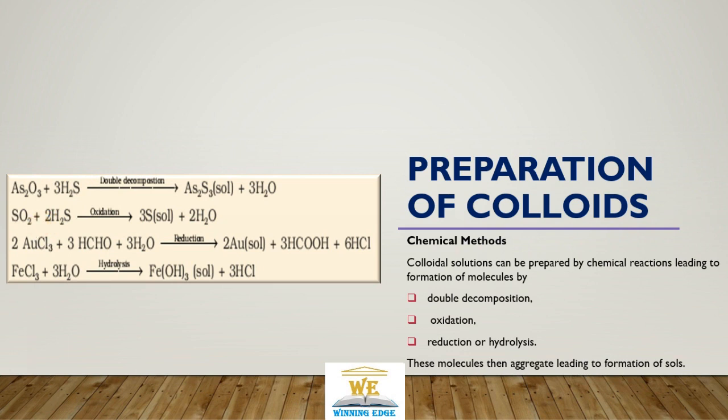We can also call it a replacement reaction. Next is oxidation. We oxidize sulfur dioxide using hydrogen sulfide. We get a sulfur sol. Next is gold trichloride. When we react it with formaldehyde, it gets reduced.